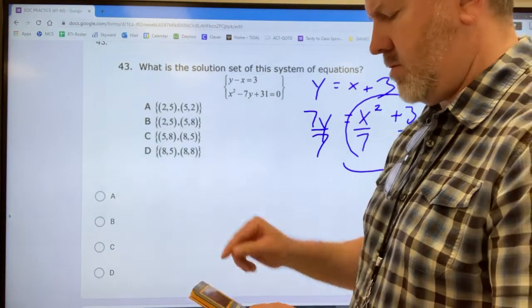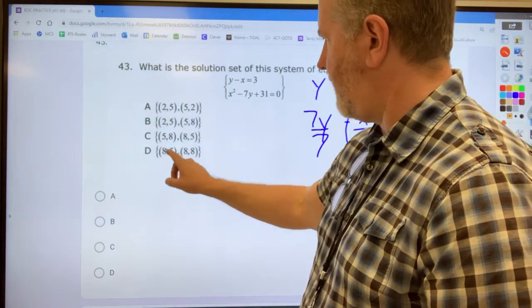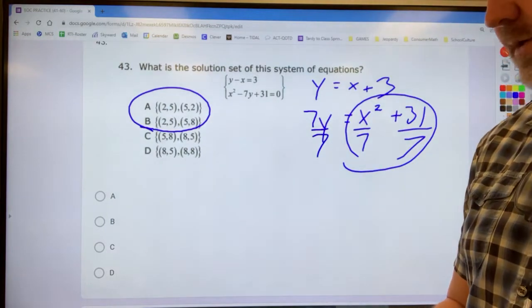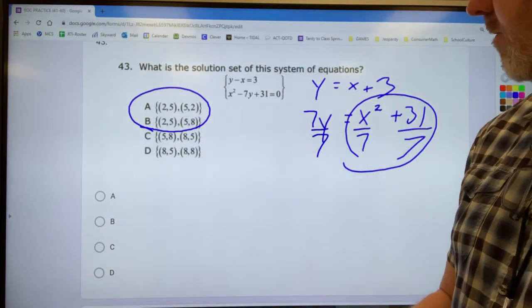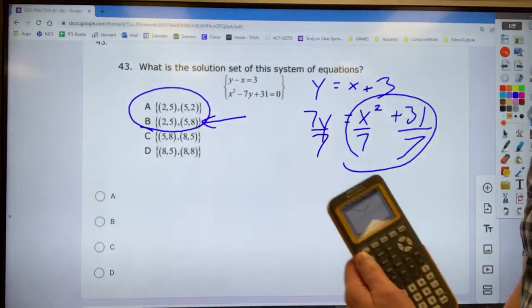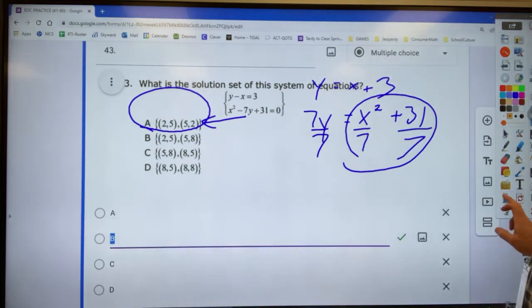Yeah, 2 comma 5. Yeah, I don't have my glasses on. 2 comma 5 is either one of these. Let's find out where that other intersection is. Actually, I can see it. It's definitely not 5 comma 2. It's definitely 5 comma 8. So I saved a little bit of time by just looking at the point and looking at my calculator. Okay? So, answer is B on that one. And there it is.